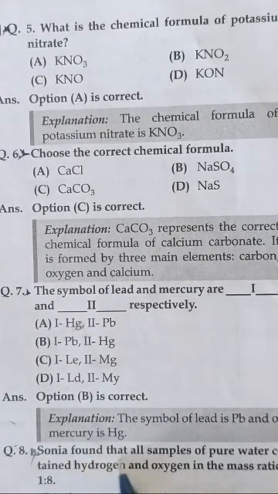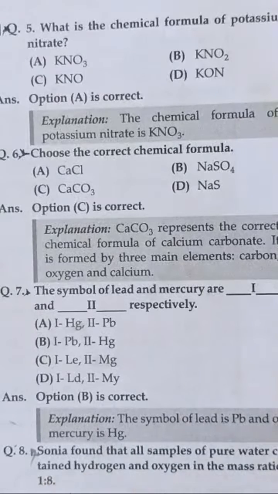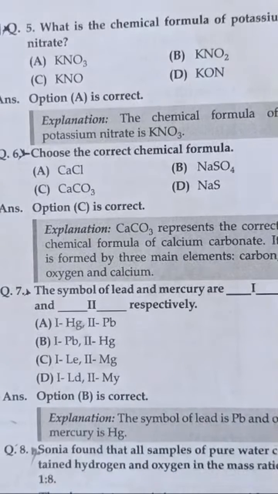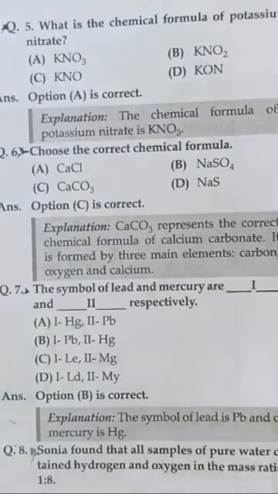Sophia found that all samples of pure water contained hydrogen and oxygen in mass ratio 1:8. Answer is D, law of definite proportions. Which of these is a divalent ion? Answer is sulfate, hydrogen phosphate, and carbonate.